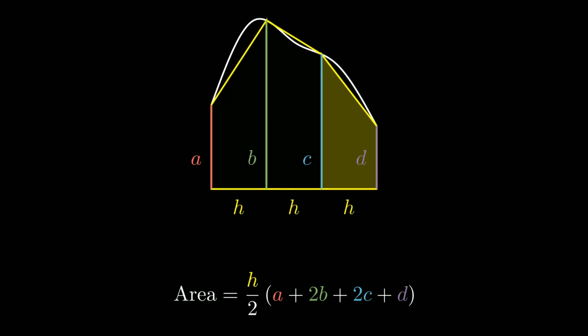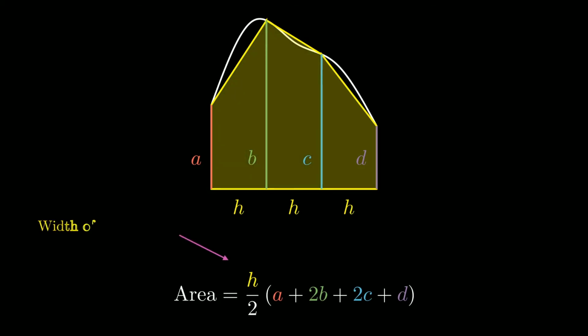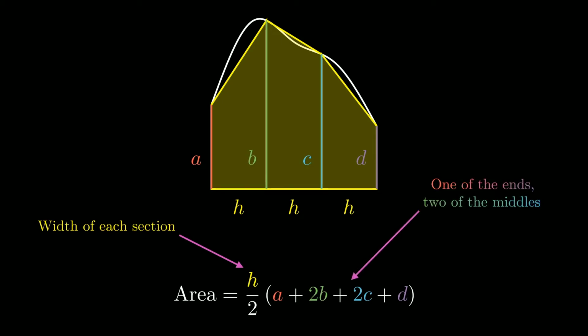And so how I like to think about this is that altogether, the h is still the width of each section, and they have to be equal. But what's in the bracket is that we take one of the end measurements, the a and d, there's only one copy of them, and we take two copies of all of the middle measurements we have there. Okay, so this works no matter how many trapeziums we use, we can always just take one of the ends and two of the middles inside that bracket and add them all together and then multiply by h over 2, where h is the width of each of those sections, and that width must be the same.